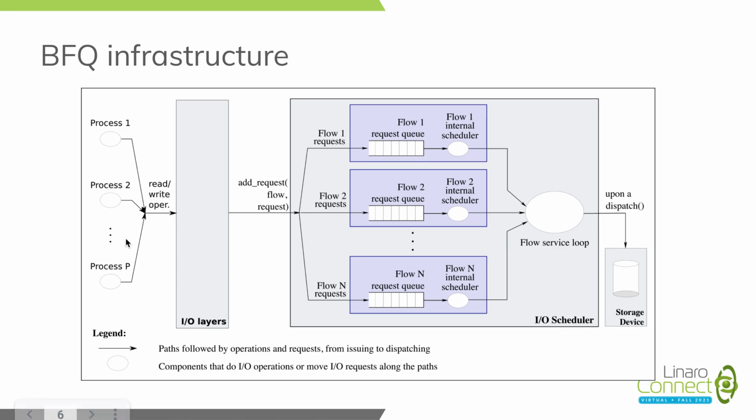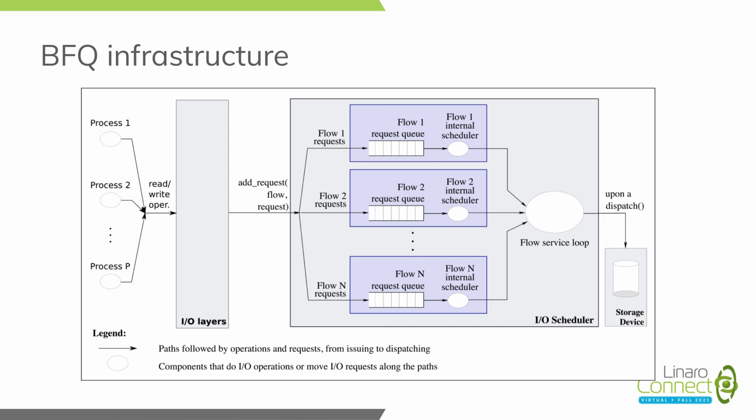Basically, processes do their read or write operations. Of course, this is a simplified scheme, just to give you the idea. So let's say that processes do read or write operations, that we have I/O layers that translate these operations into I/O requests. Then the scheduler receives these I/O requests and classifies them into separate flows of requests. This is exactly what the BFQ I/O scheduler does. So it separates this overall sequence of I/O requests.